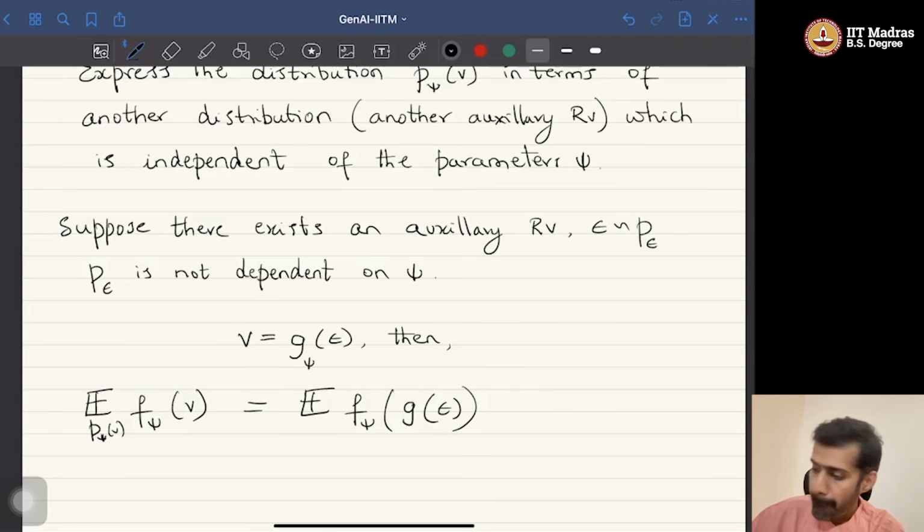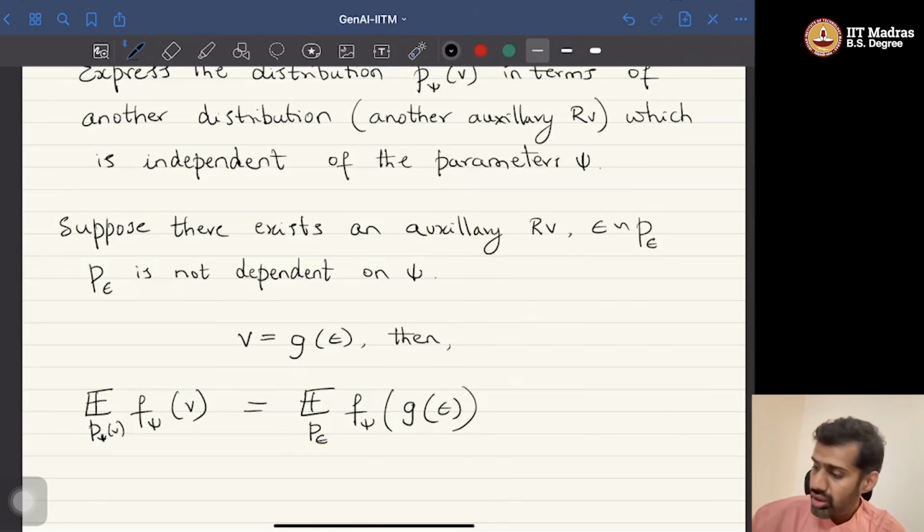So rather I will omit it because f already has the dependence. Okay, so now v is given by g of epsilon, but now this expectation is with respect to p epsilon, not with respect to p psi. Okay, so please note the difference here. The expectation which was with respect to p psi now became an expectation with respect to p epsilon.